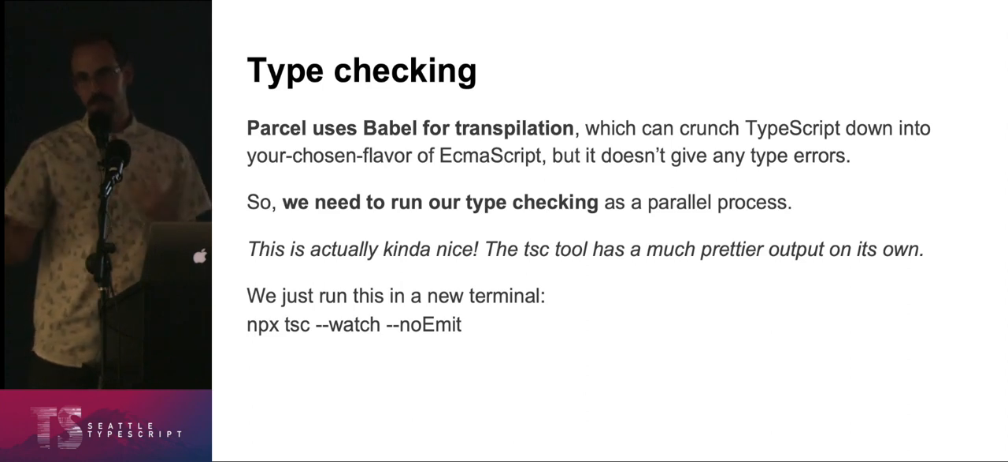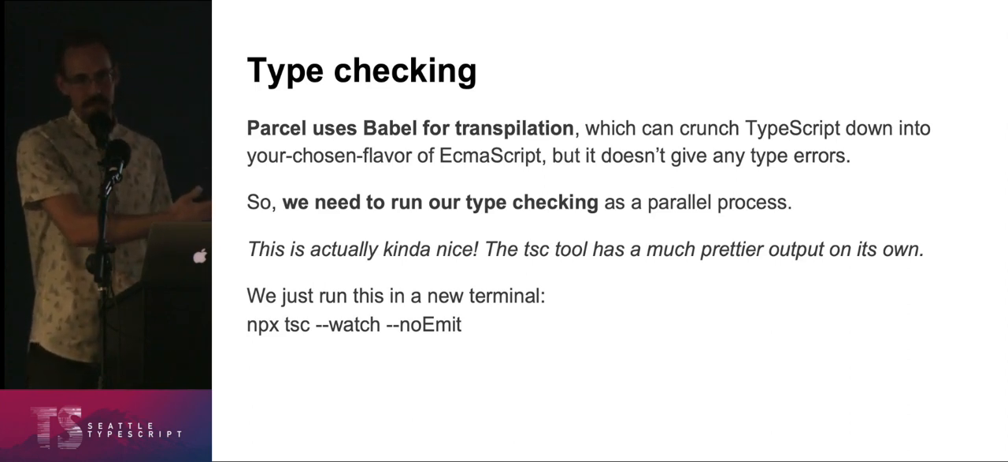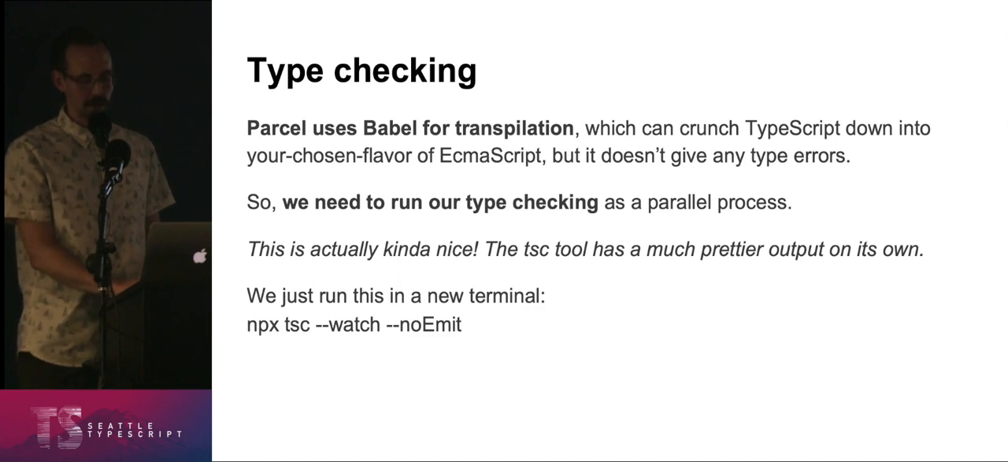So VS Code will give you type checking per file, but if you do something like a find and replace across multiple files and you change something in a file you don't have open, then you won't see that error. So you do want to run the type checking.